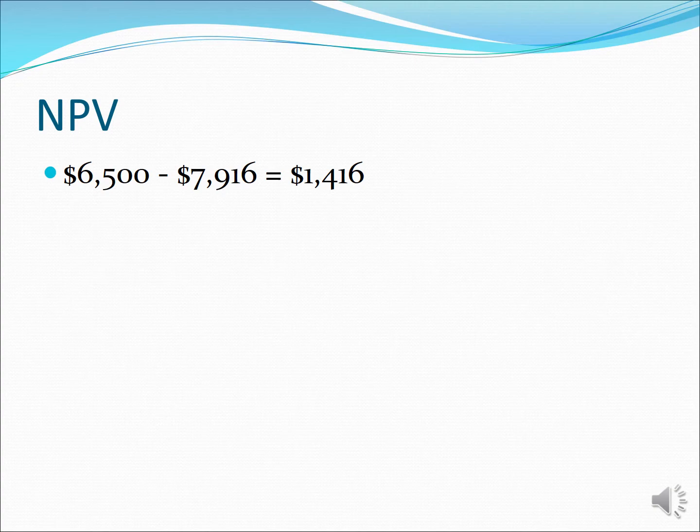So now the net present value, abbreviated NPV, is calculated. We take the investment $6,500, and we deduct the present value calculated in the previous slide, and that gives us the NPV $1,416.